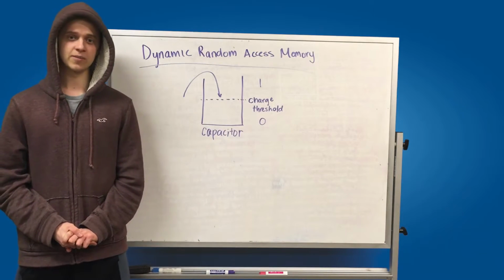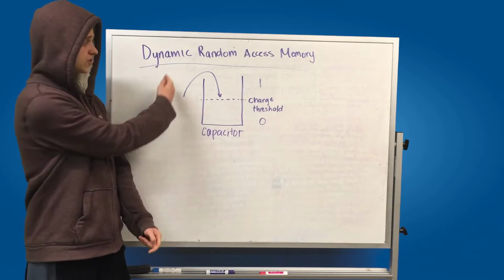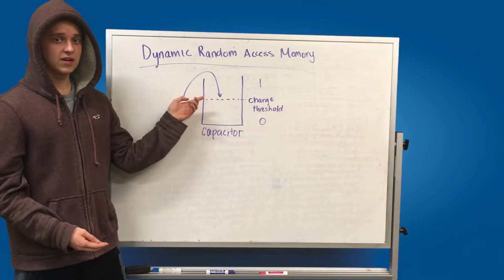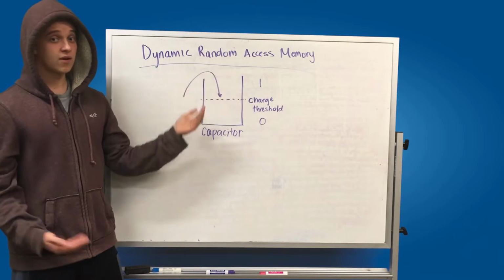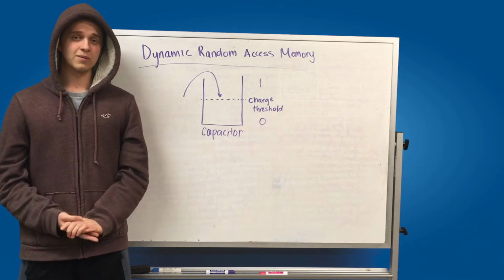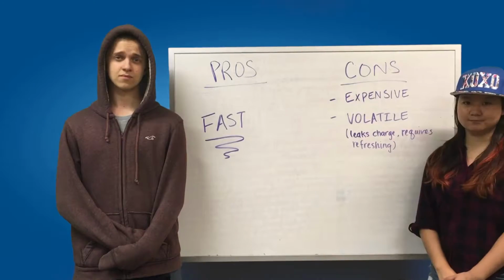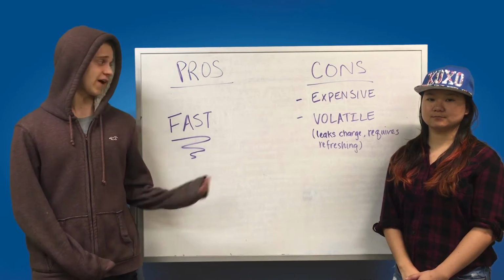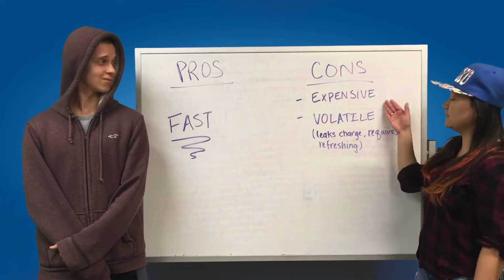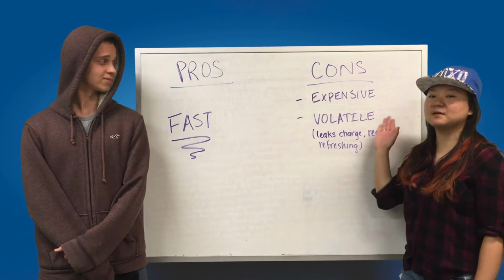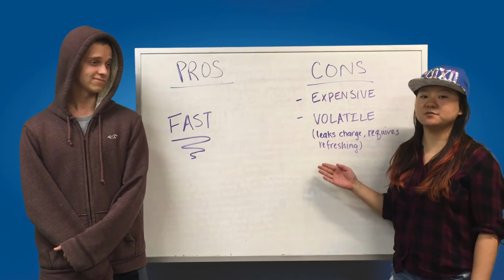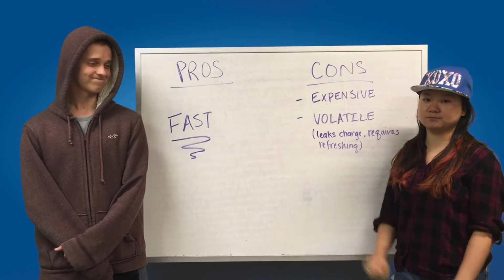Dynamic random access memory uses a capacitor. Charge is stored onto the capacitor. When charge passes a certain charge threshold, the bit can be read as a 1. Otherwise, if the charge stored does not reach this threshold, then the bit can be read as a 0. The main advantage to DRAM is it's fast due to its direct transfer of charge. However, it's also very expensive to fabricate and volatile because its capacitor leaks charge, which requires it to constantly refresh in order to maintain accurate bit storage.